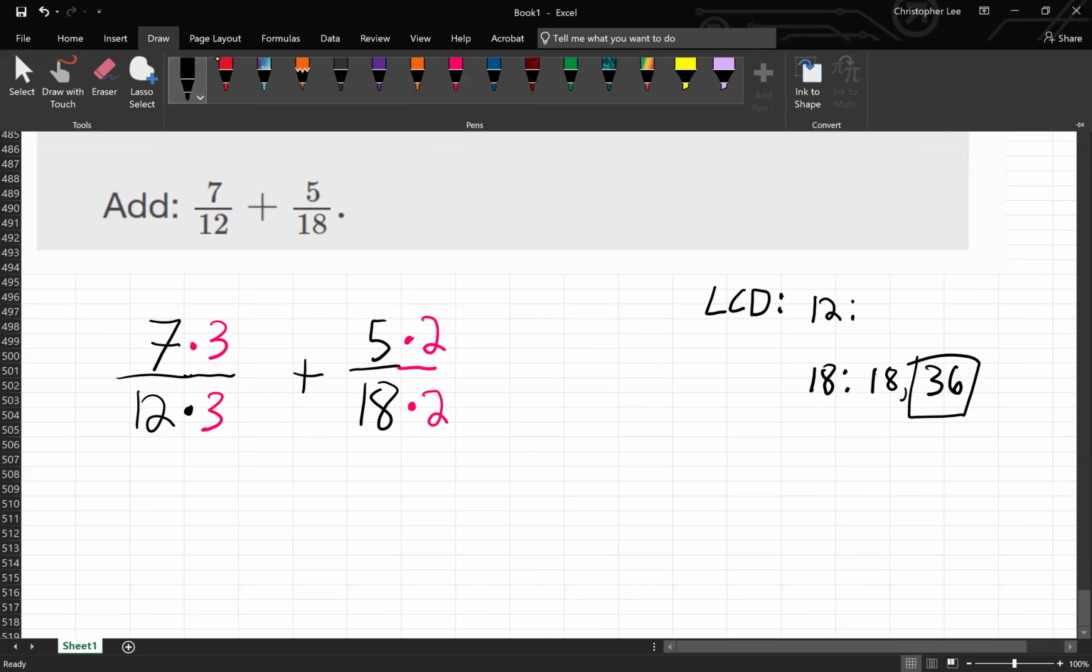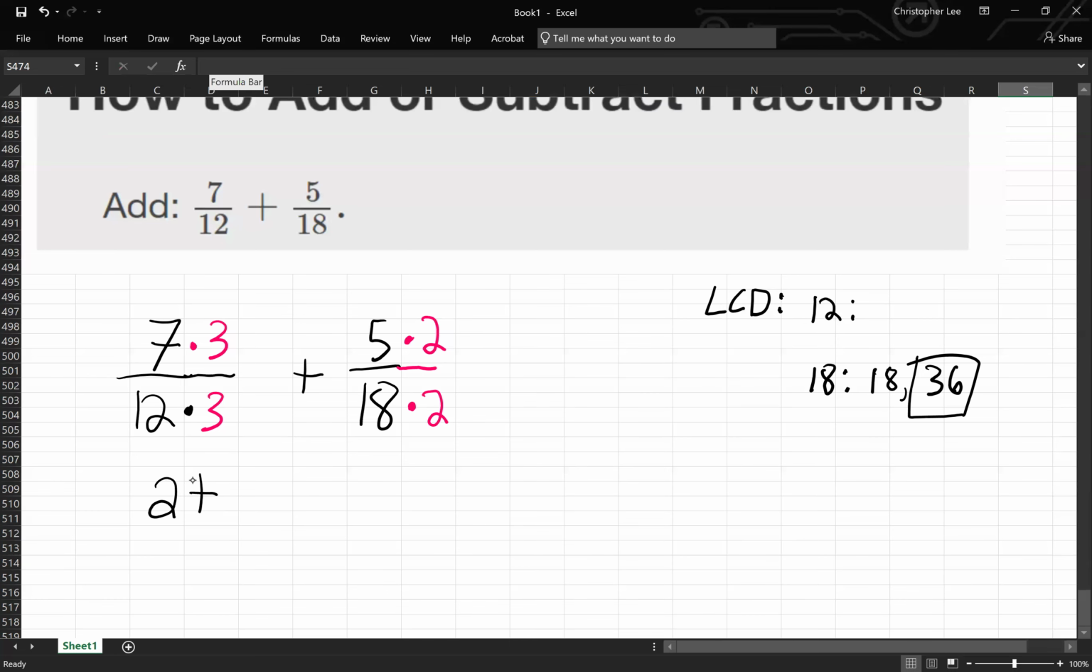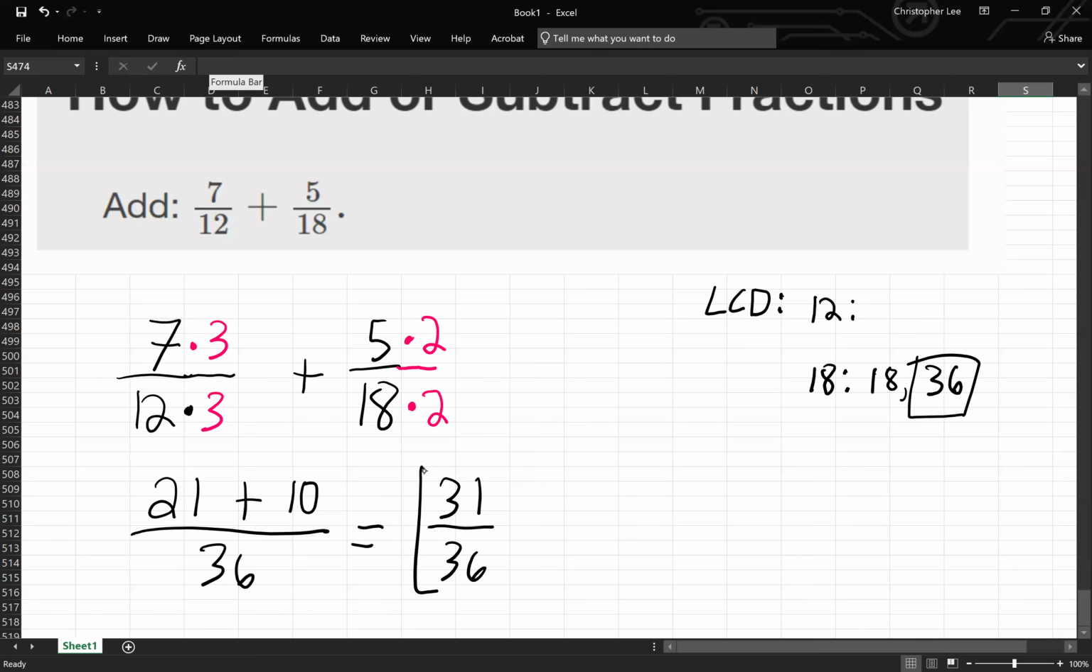And then that's it. What's 7 times 3? 21, right? Plus, what's 5 times 2? 10, right? All of that is over 36. Now, what's 21 plus 10? 31, right? So this is 31 over 36. I'm done. That's the answer.